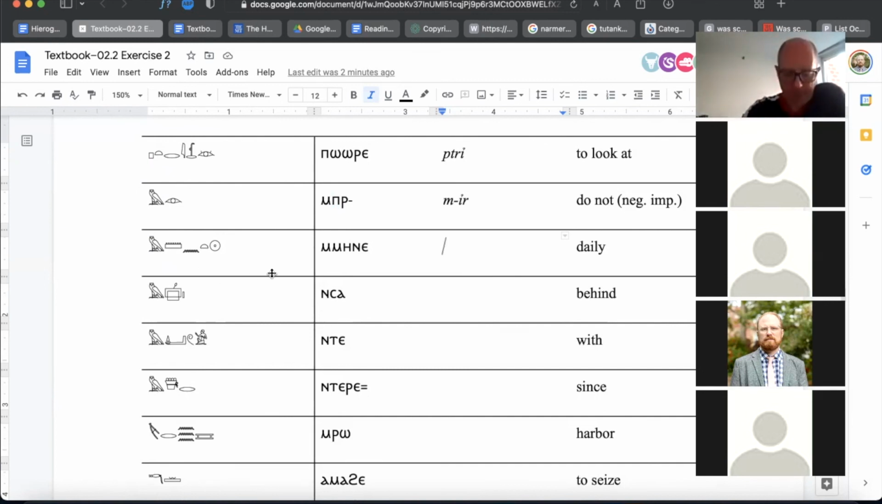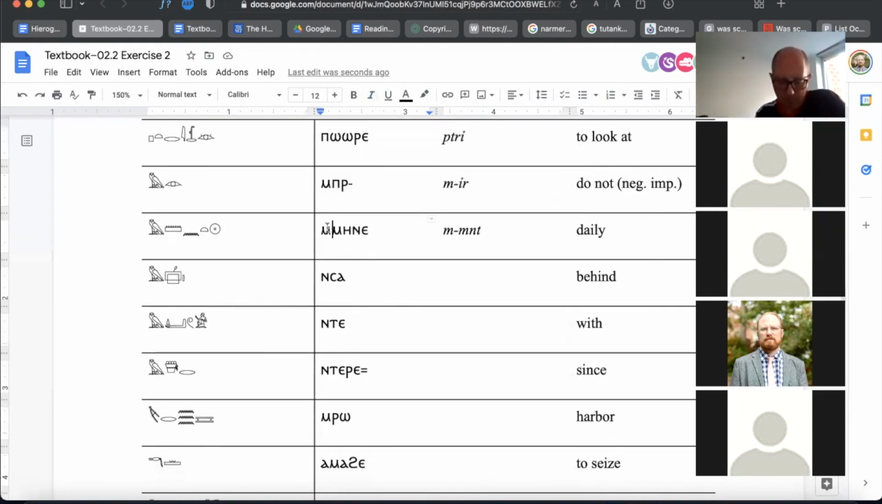Okay, this next one. M N T. And I put the dash because these are actually two words. It's M, like in, and then menet, daily. So it just means daily, but it's like in daily. And then there's a rare double consonant in Coptic because this is actually a morpheme boundary. So this is a preposition plus an adverb, I suppose. So, in daily.